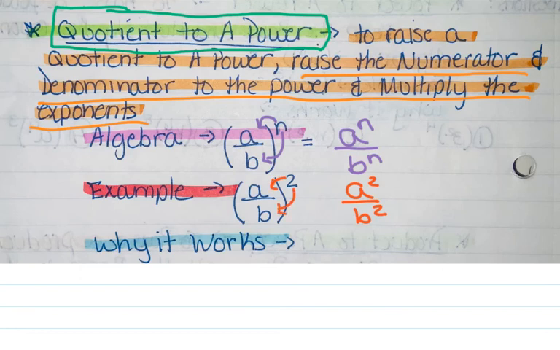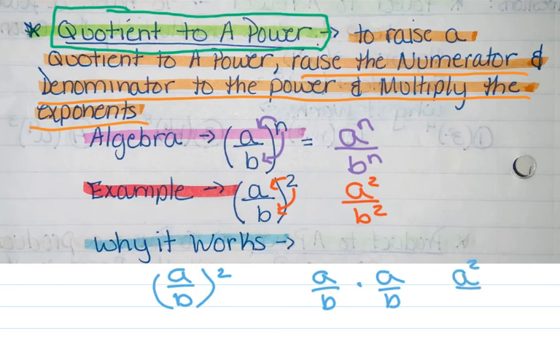And why does it work? Because a over b squared means we have 2 of those. So a over b times a over b. And now if we calculate that, that's a squared over b squared.